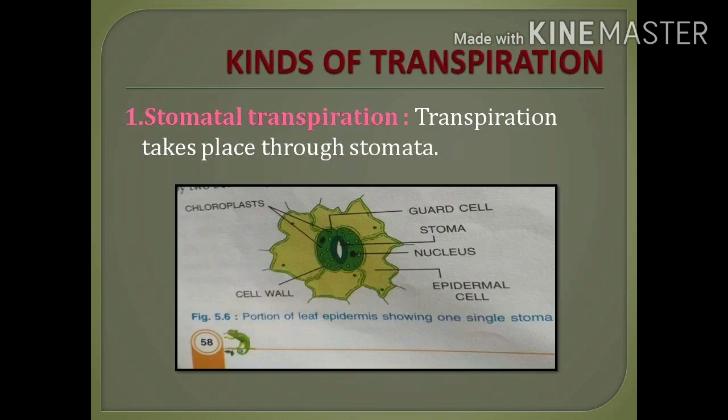Next, kinds of transpiration. Transpiration from the aerial parts of a plant occurs from three different regions. First, stomatal transpiration. Transpiration takes place through stomata. Second, cuticular transpiration. Transpiration takes place through the surface of the leaves and stem. Third one, lenticular transpiration. Here the transpiration takes place through the lenticels. Lenticels are nothing but the minute openings on the surface of the old stems.